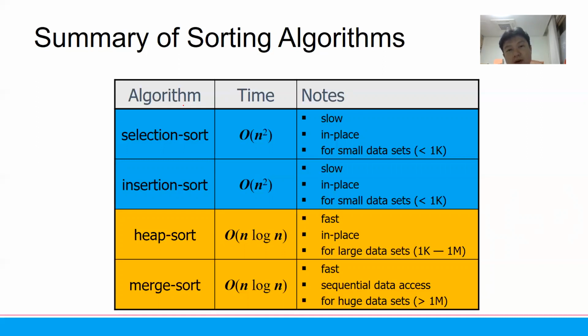However, some researchers mentioned that it is slow, and that it should be in place. For a data set that is less than 1,000, 1K, if it is small, then selection sort is good. If it is small, then insertion sort is good. But for heap sort, for your analysis, I can say that heap sort is kind of fast and in place, for a large data set from 1K up to 1 million.